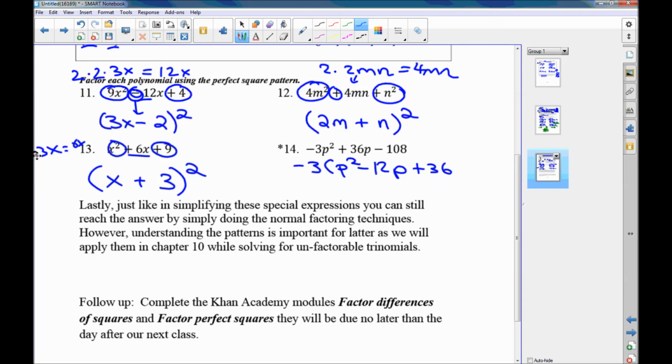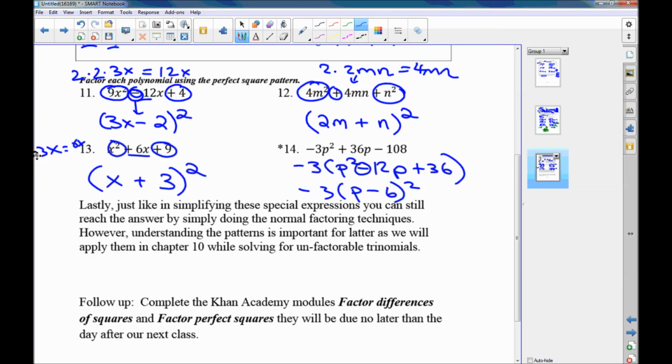And now, it's easy to see perfect square for p squared, perfect square for 36. 6p times 2 will make 12p, which is the middle. So we're going to get negative 3p and 6 squared. And since the middle was negative, we make the middle of our binomial be negative.